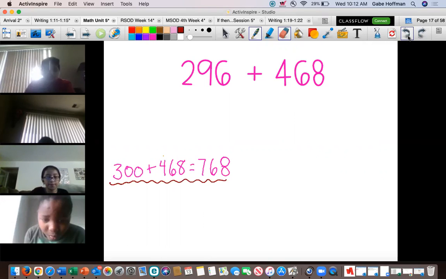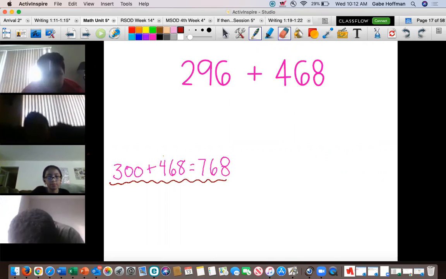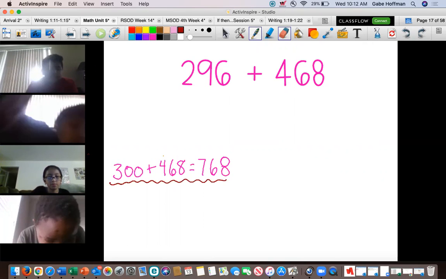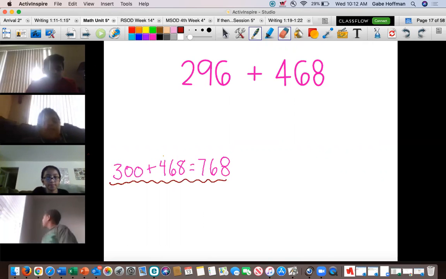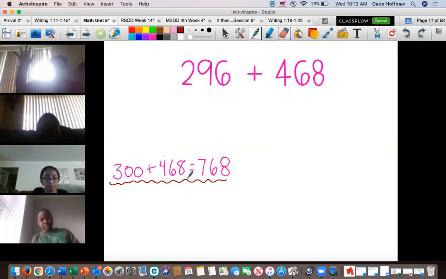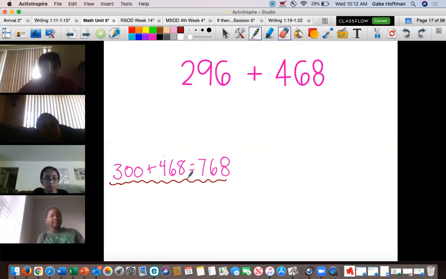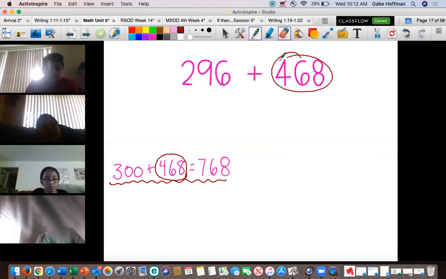The 2. Yeah, the what? Say that one more time, Cynthia. The 200. Where do you see the 200 in there? Do you see a 200 anywhere in here, down here at the bottom? No. What number is the exact same in our equation? Alex J. The 468. Yeah, 468. It's right here. That's the exact same.